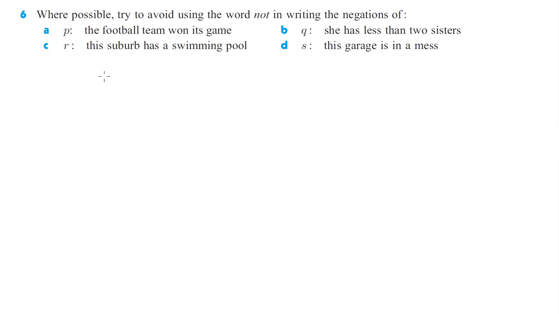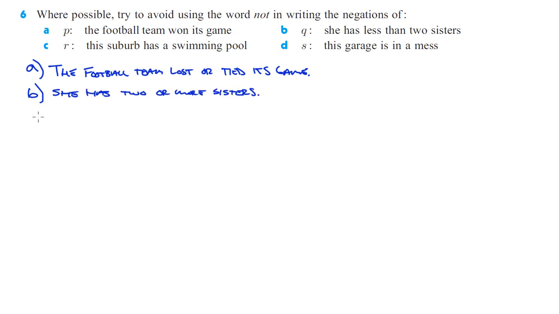Where possible, try to avoid using the word not in writing the negations of these things here. So A, P, the pro football team won its game. So then we'd have to go with the negation is the team lost or tied. Okay. All right. B, she has less than 2 sisters. So then I guess we could say that she has 2 or more sisters is what we would want to write on that one. Okay.